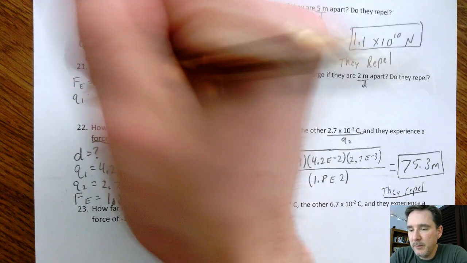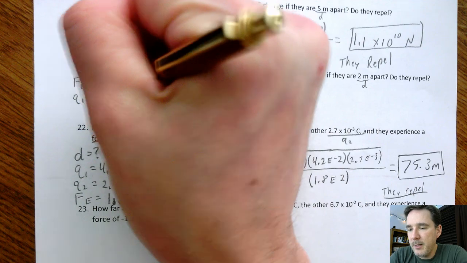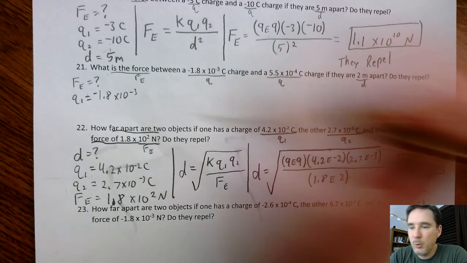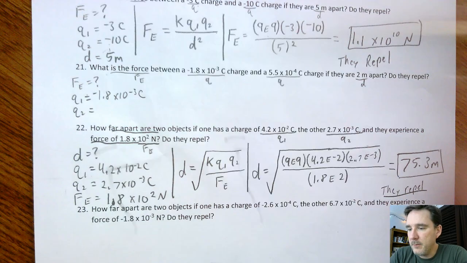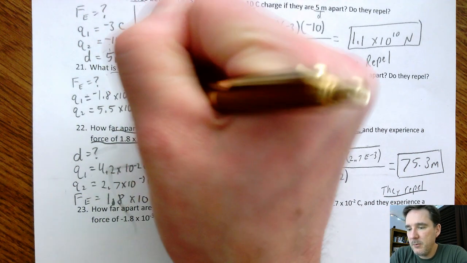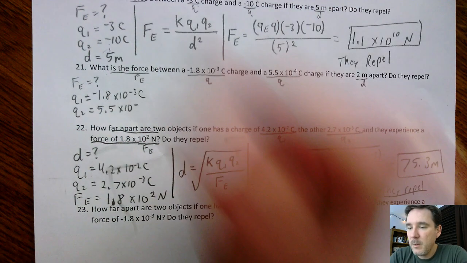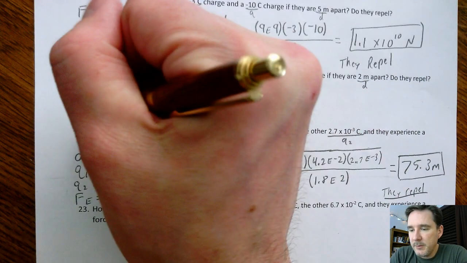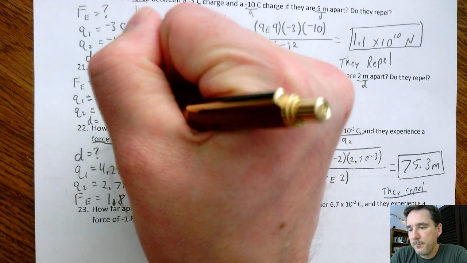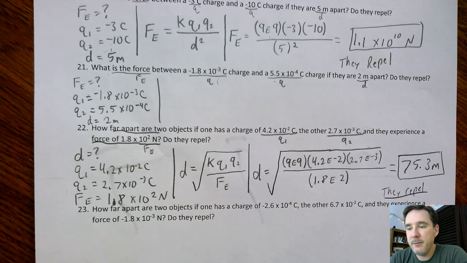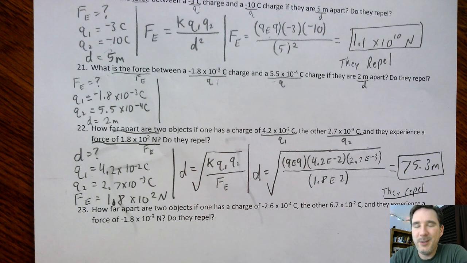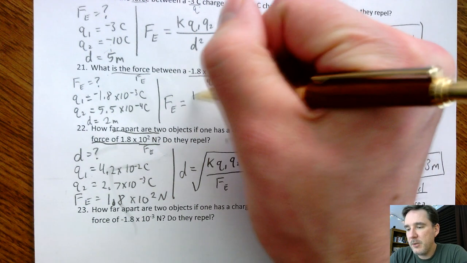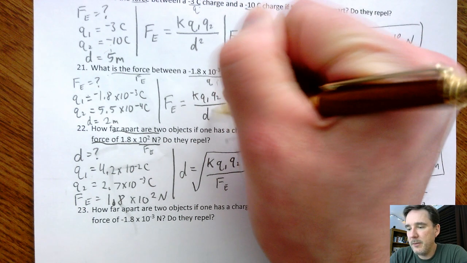Q1 is negative 1.8 times 10 to the negative 3 coulombs. Q2 is equal to 5.5 times 10 to the negative 4 coulombs, so I got the first charge, and then I got the second charge. Distance is 2 meters. So that's my unknowns and my knowns. And because I'm trying to find the force, I'm just going to use the regular equation, K times Q1 times Q2 divided by distance squared.